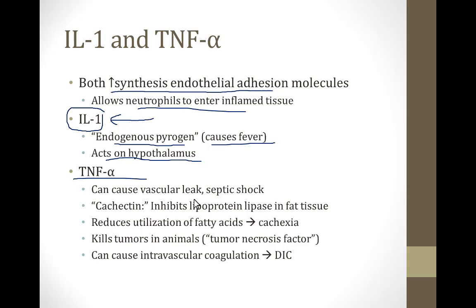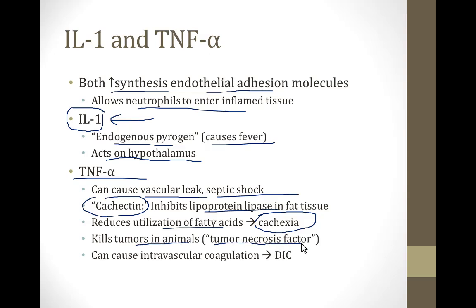Tumor necrosis factor alpha can cause vascular leak. It's one of the reasons people can develop septic shock when they have an overwhelming infection. TNF alpha is called a cachectin because it inhibits lipoprotein lipase in fatty tissue. The result is there's reduced utilization of fatty acids, and this is why people can become cachectic when they have an infection. Tumor necrosis factor alpha has been shown to kill tumors in animals. That's where it gets its name, tumor necrosis factor.